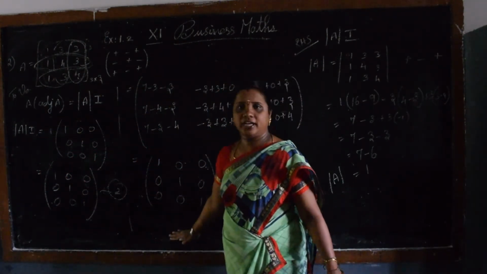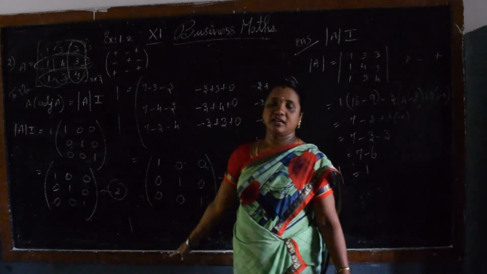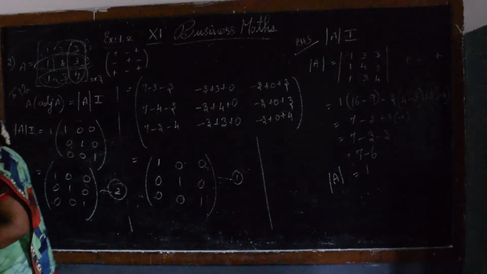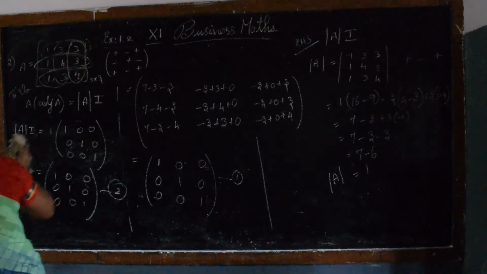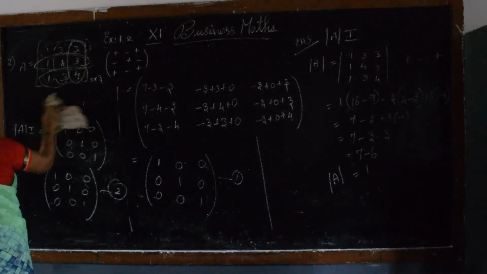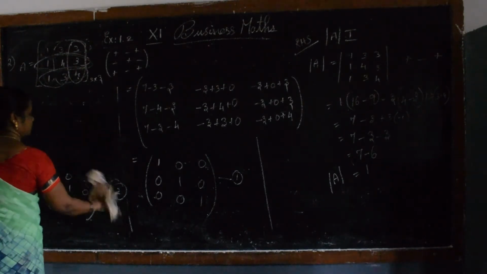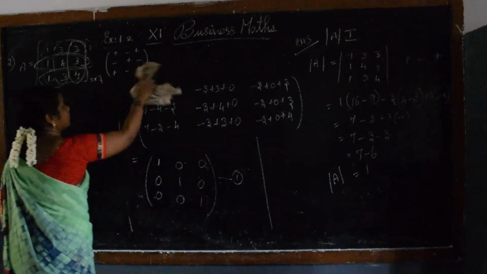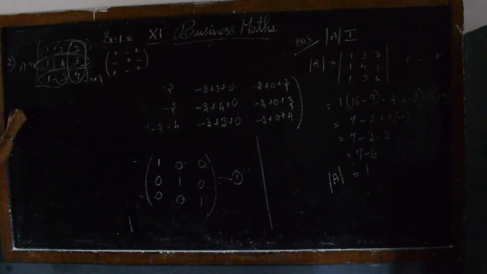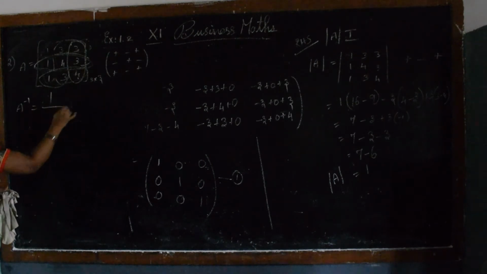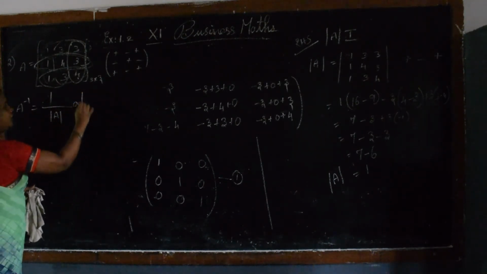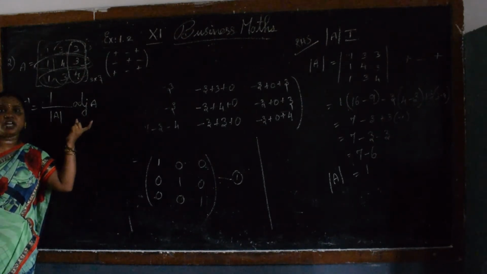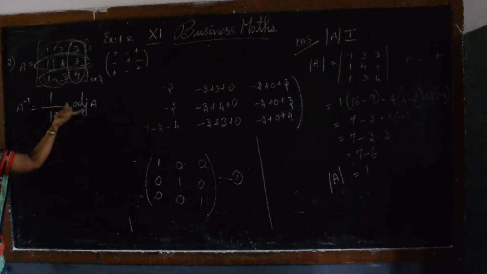Just 2 questions given, already I said. You have to find A inverse. Our next heading is find A inverse. See here. What is the A inverse formula? 1 by determinant of A into adjoint of A. Already in the first substitution itself you found the value. You found the value for adjoint of A. Just you have to substitute here.